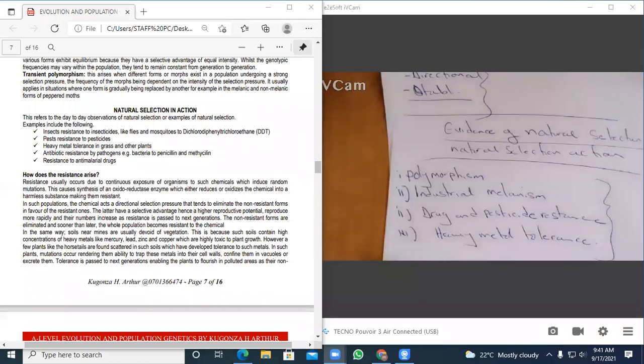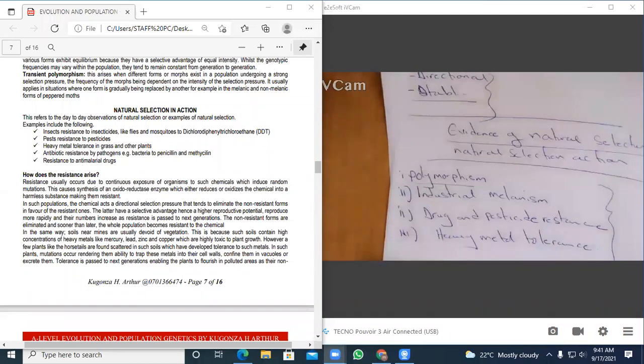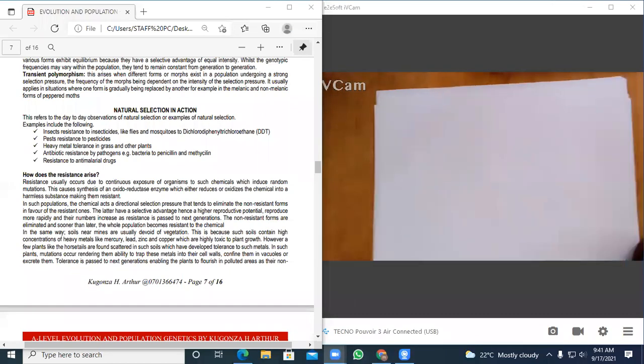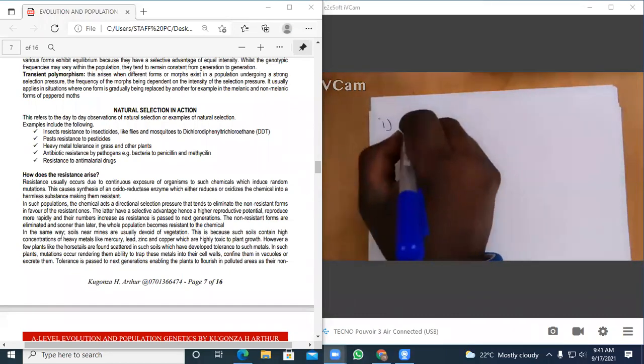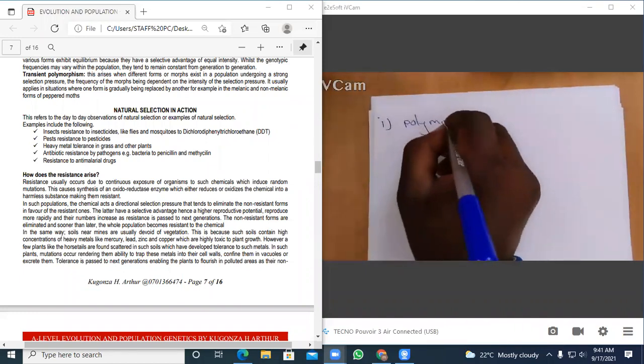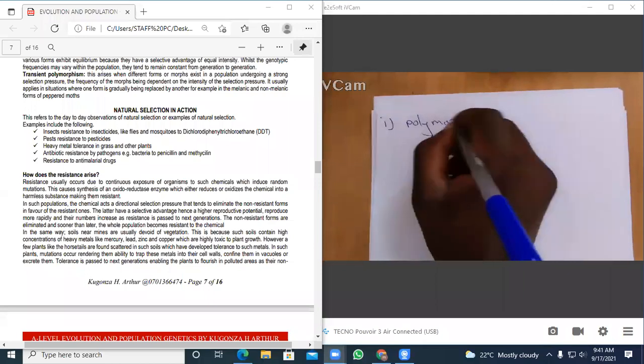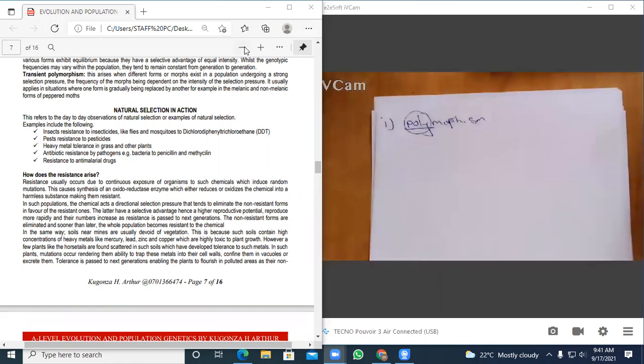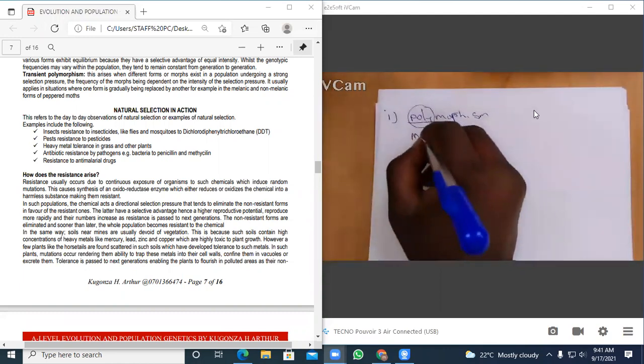Therefore, we are going to start with polymorphism. Someone can tell me what the word poly means. Someone raise up the hand and tell me what the word poly means. Yes, Pesh? Poly means many. That's good. Many.